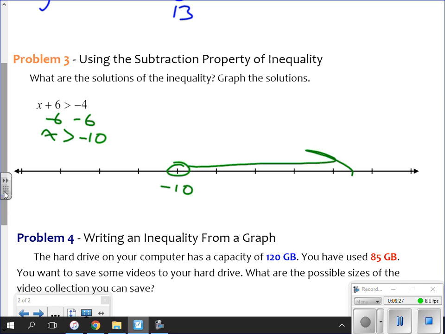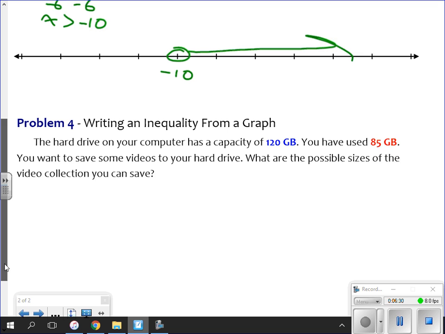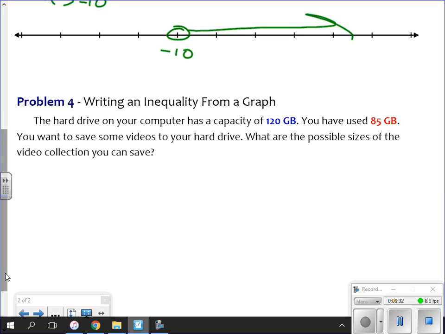Okay. And then one last example. This is really an easy day today from the stuff, but the one that everybody hates, the word problem. The hard drive on your computer has capacity of 120 gigabytes. You have used 85 gigs and you want to save some videos on the hard drive. What are the possible sizes of the video collection you can save?